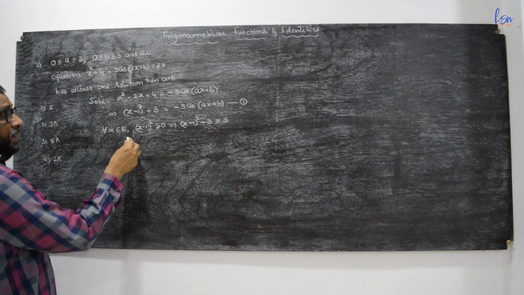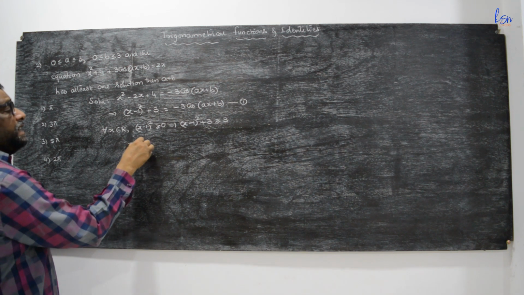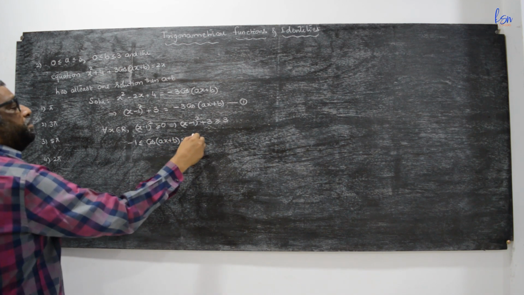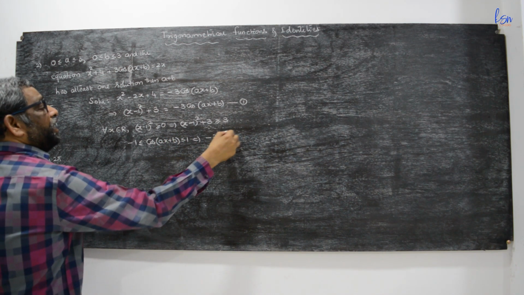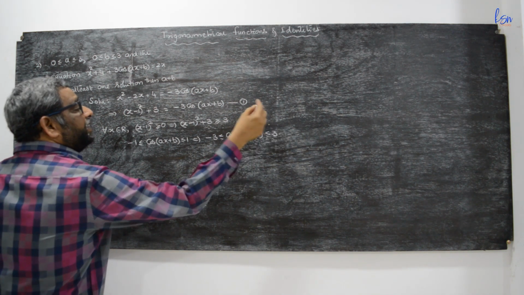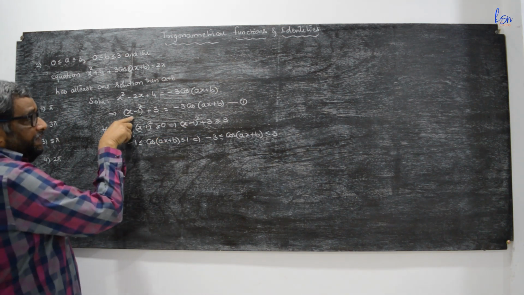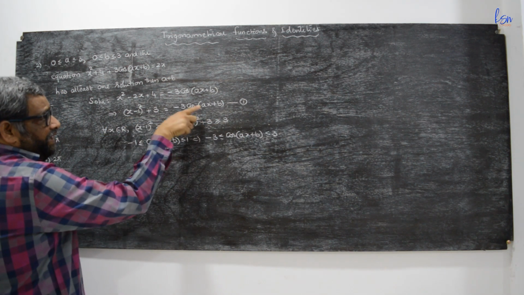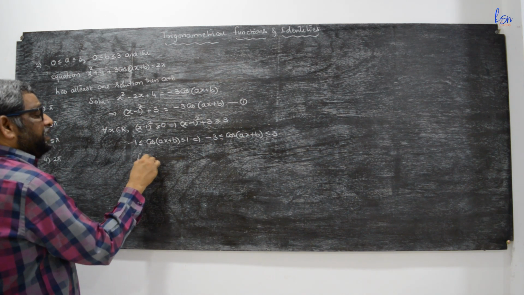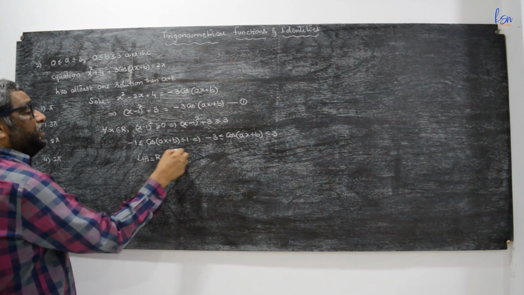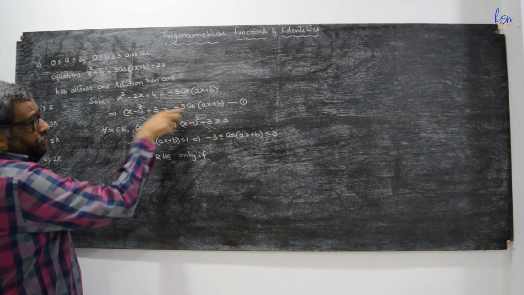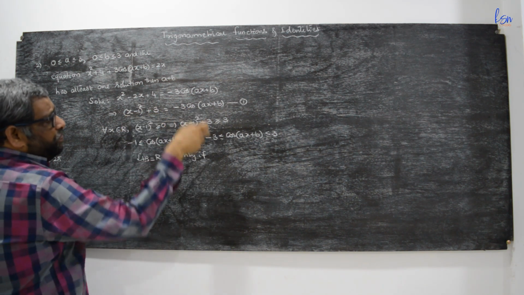Now RHS: minus 1 less than or equal to cos of ax plus b less than or equal to 1 implies minus 3 less than or equal to 3 cos of ax plus b less than or equal to 3. From these two conditions, the LHS is greater than or equal to 3, whereas the RHS is less than or equal to 3. Implies LHS is equal to RHS only if both are equal to 3 only.